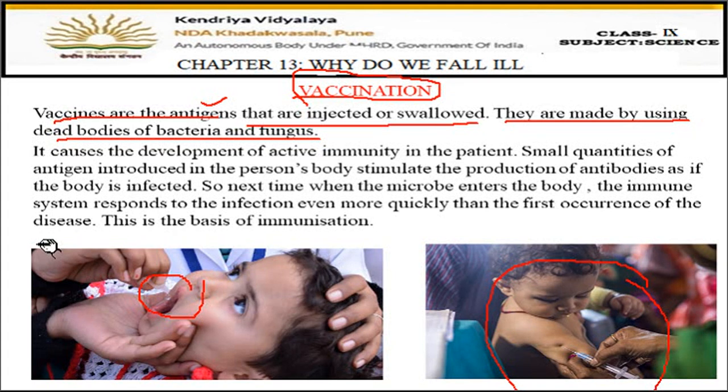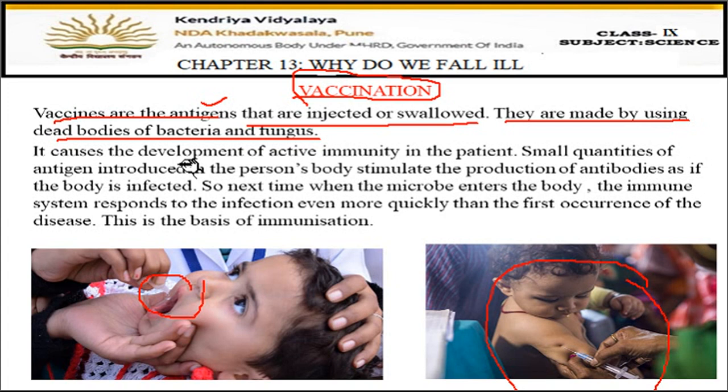Now, when the vaccine is given, what is actually going inside? The dead bodies of the bacteria and the fungus. When dead bodies of the bacteria or fungus are taken inside, the body will treat them as a foreigner. So what will the body do? The body will start fighting those germs and will activate its immune system. Then the body starts producing antibodies which can fight those germs. Once the antibodies are produced, they will remain inside the body. Now, they were the dead bacteria and fungus.